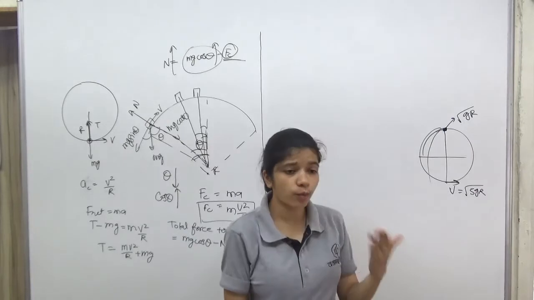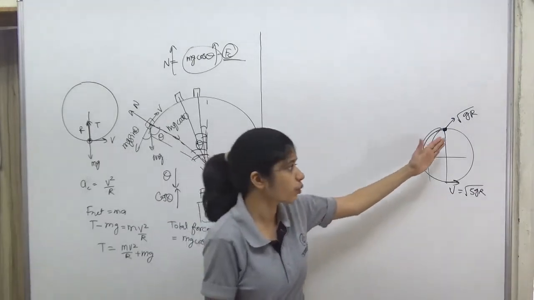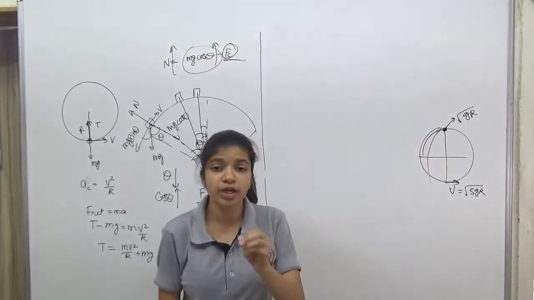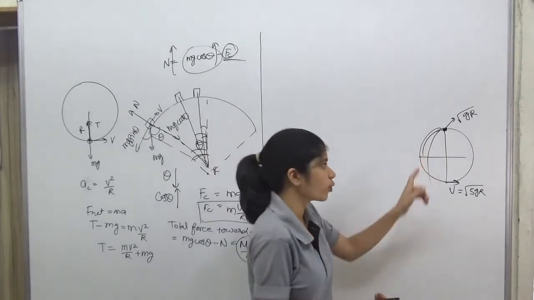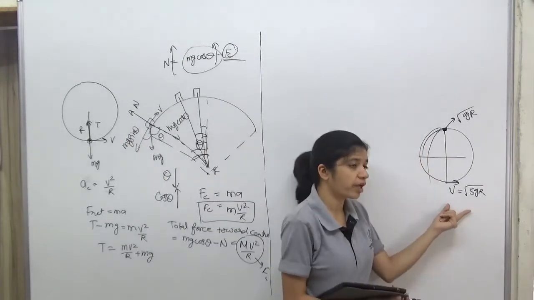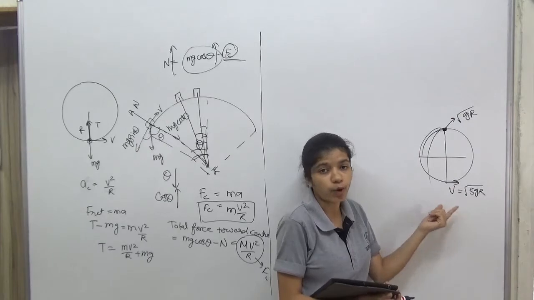अब आप अगर भूल गए कि कितनी आती है velocity इस point पे for minimum speed, what is the minimum speed required at this point, तो आपको इतना तो याद है कि root 5gr is the minimum speed at bottommost point.